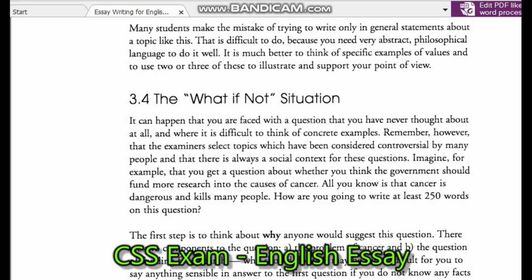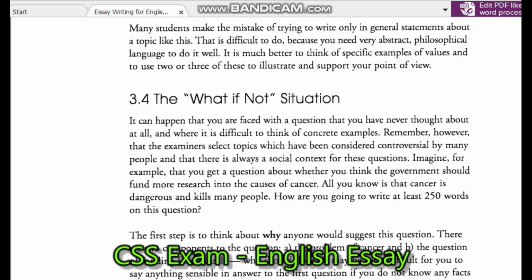What if it's not a familiar situation? It can happen that you are faced with a question that you have never thought about at all, and where it is difficult to think of concrete examples. Remember, however, that the examiners select topics which have been considered controversial by many people, and that there is always a social context for these questions.